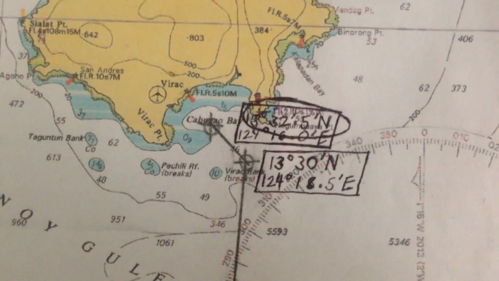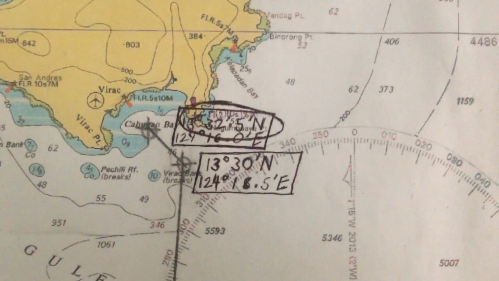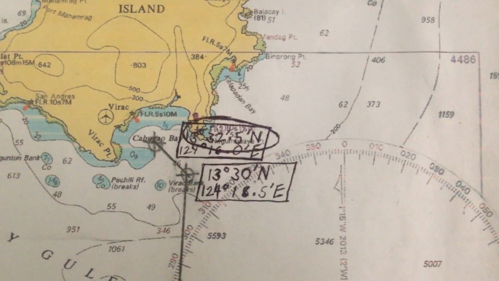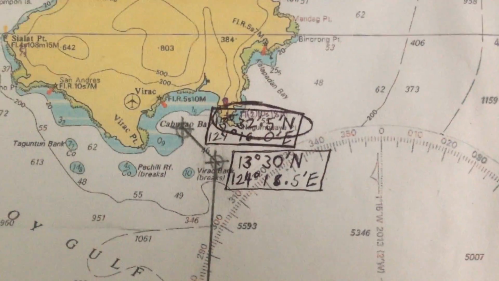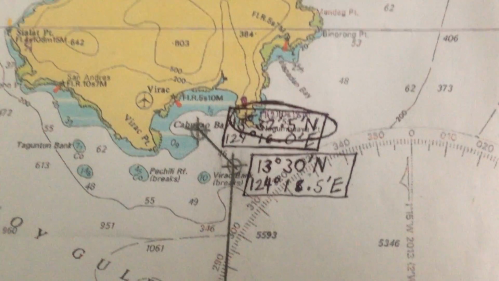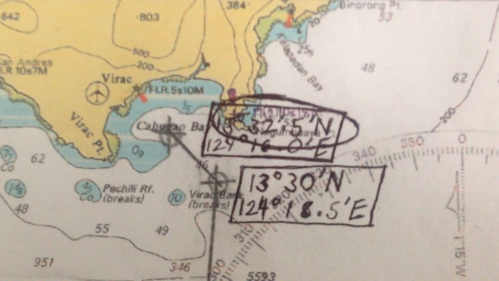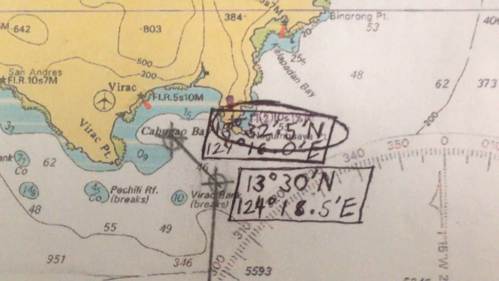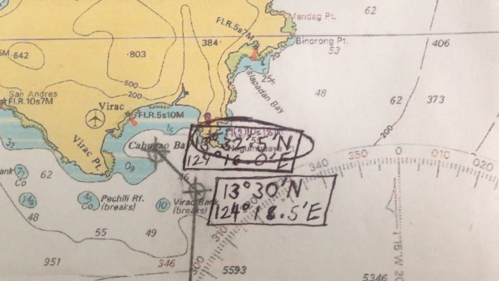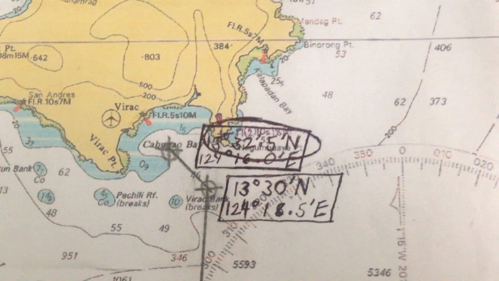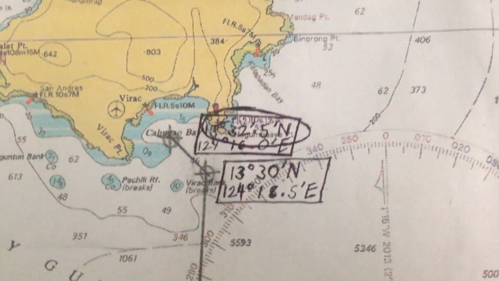And also for the Virac Bank, it is also increasing by 0.1. I chose the 46 here, 46. It is increasing by 0.1, so the height of tide is 46.1.